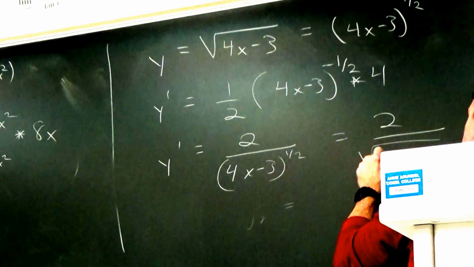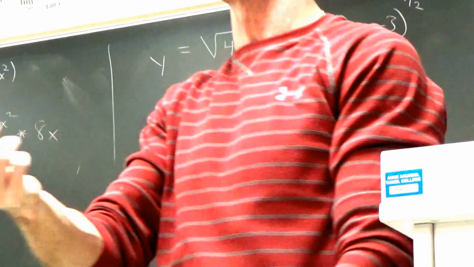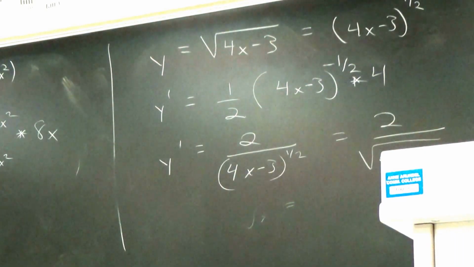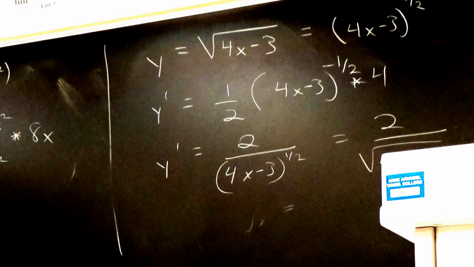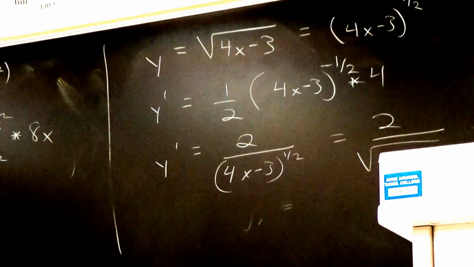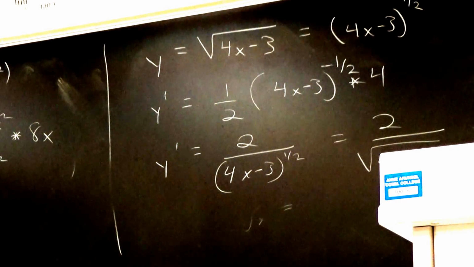Why? Because eventually, you may have to find the equation of the tangent line drawn to the curve at x equal to 1. What if they said that? All you simply have to do is plug a 1 in for the slope, and it looks nice and easy. The square root of 4 times 1 minus 3 will be easy.